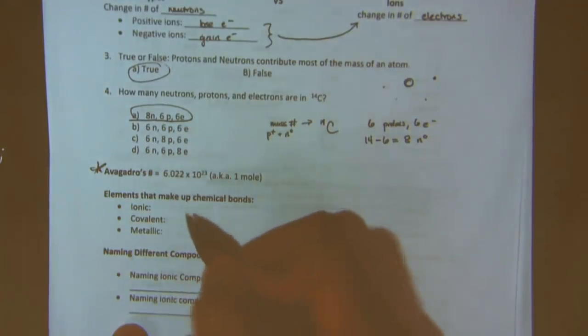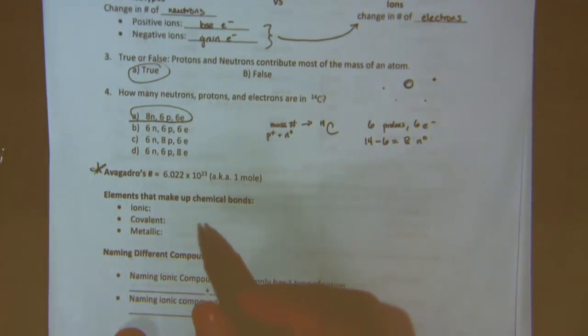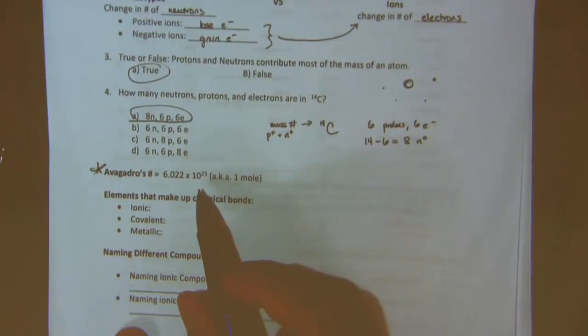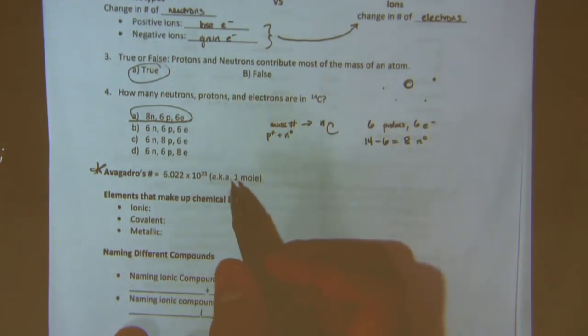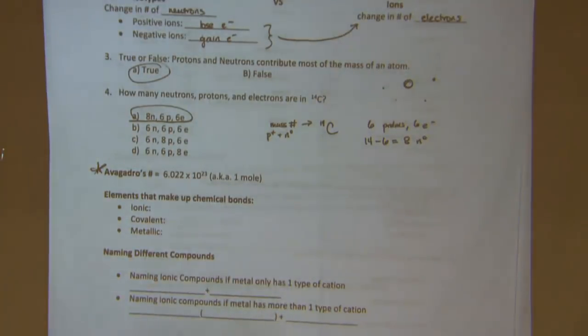So Avogadro's number, something to memorize, just 6.022 times 10 to the 23rd, and it can be in 1 mole. It could be the number of electrons in a photon or something like that. It's just a counting principle and something to remember.